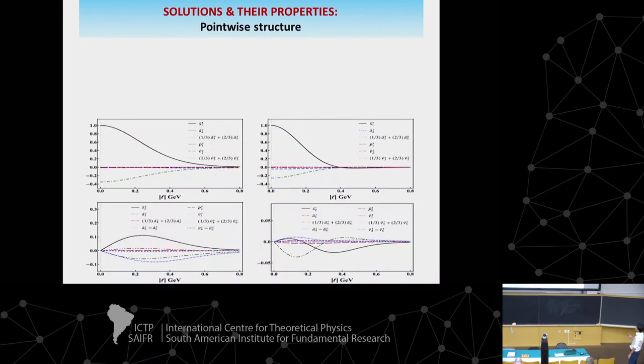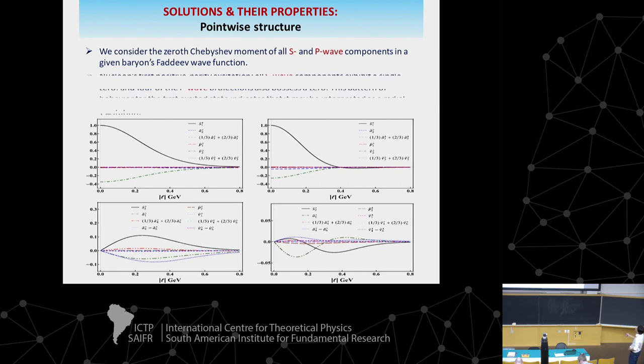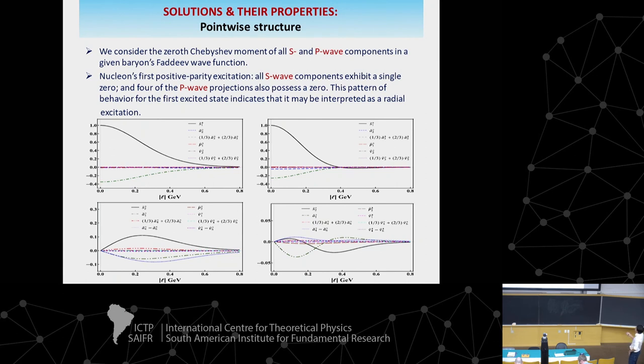We also calculated the pointwise structure of the wave functions of these four systems. We consider the zero Chebyshev moments of all S and P wave components in given baryons by the wave function. The left is the S wave up, P wave lower of the nucleon. The right part is the S wave up and P wave lower for the Roper. We can see that for the nucleon and its first positive parity excitation, the Roper, all S wave components exhibit a single zero here. And for the P wave objects here, they also possess a zero. This pattern of behavior for the first excitation indicates that it may be interpreted as a radial excitation.